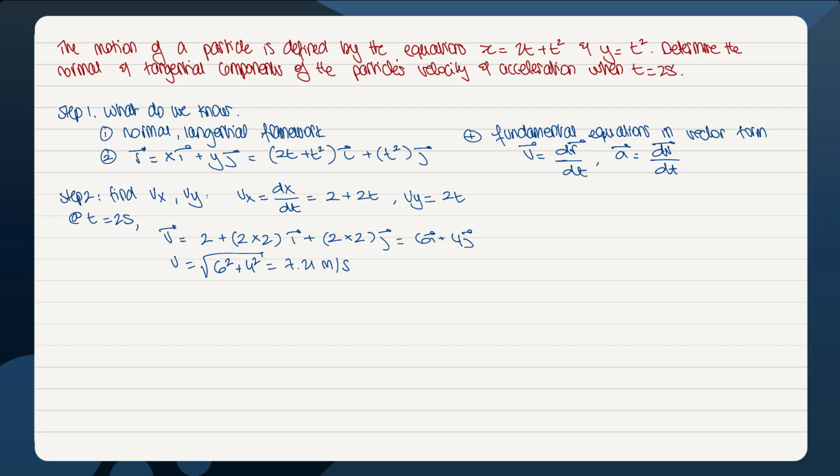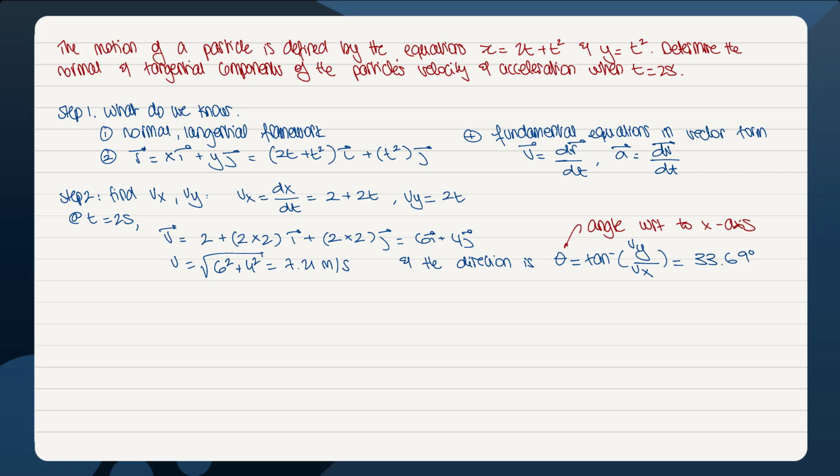And if someone wants to find the direction of v, we can write that theta, which is the angle with respect to the x-axis, is equal to tan inverse of vy over vx. Remember, to get the angle with respect to the x-axis, it's always equal to the inverse of the tangent, in which vy is divided by vx. And so we end up with theta is equal to 33.69 degrees.